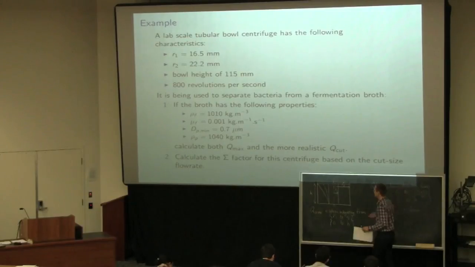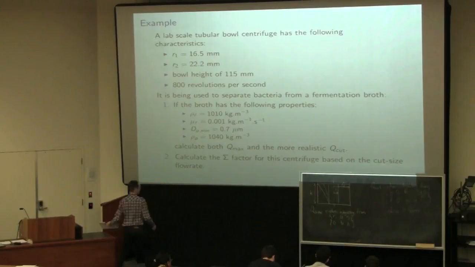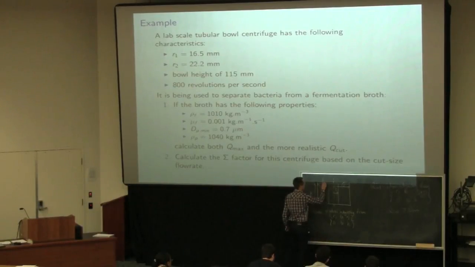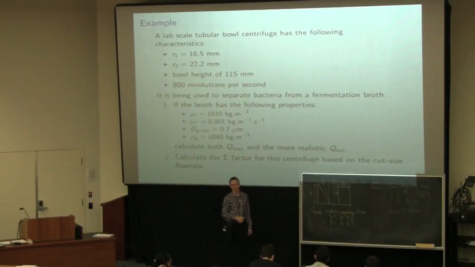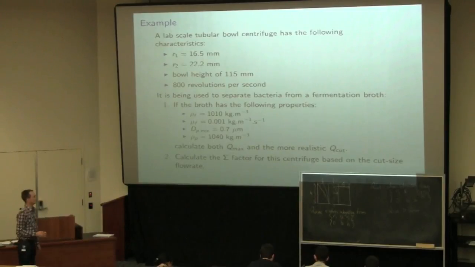We can operate the centrifuge at higher throughputs of material passing through if we're only aiming for this midpoint over here. If this is our aim for a particle, we can operate at higher throughputs for the same given particle diameter than if we're just aiming for that corner point over there. So the equations for Q cut and Q max are in your notes.